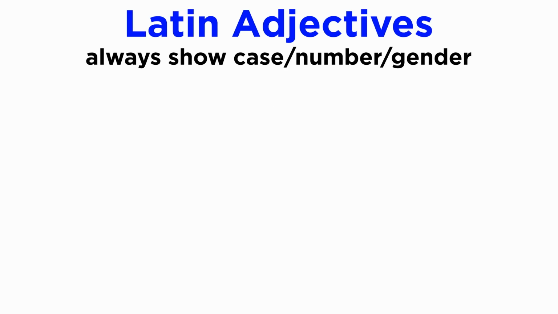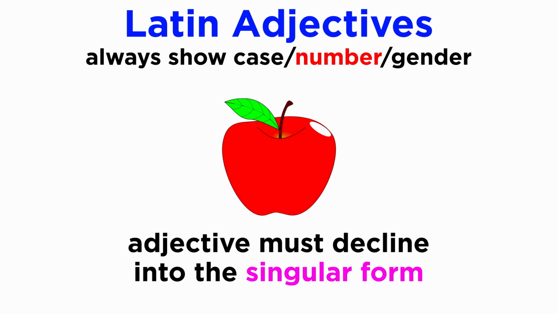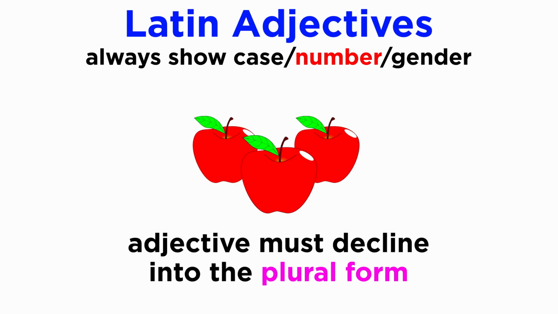In Latin, adjectives are formed in a way that is very similar to nouns. Just like nouns, they will show a specific case, a number, and gender, although they don't actually have a specific one of their own. They simply change their endings in order to agree with the word that they modify in case, gender, and number. In other words, if there is only one apple, the adjective will be declined into singular. If there are many apples, the adjective will change to plural.